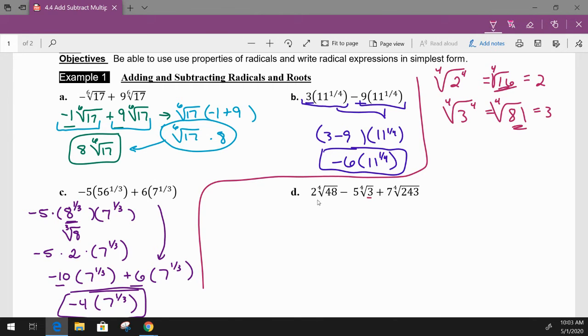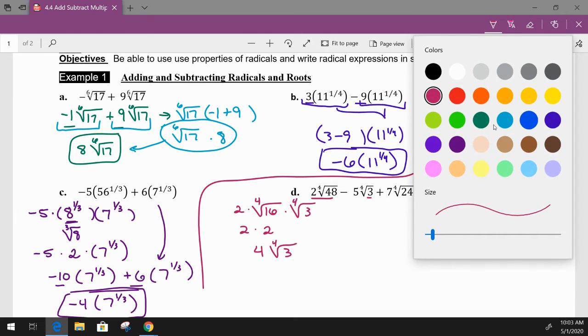you have a 2 already. And then the fourth root of 48 can be factored into a fourth root of 16 times a fourth root of 3. That fourth root of 16, just like we saw up here, is going to become 2. When you multiply that by the 2 that's already out there, you're going to get 4 fourth roots of 3. So that's what you get from that first term.